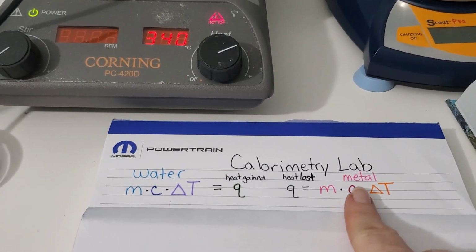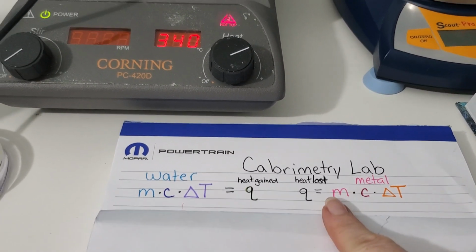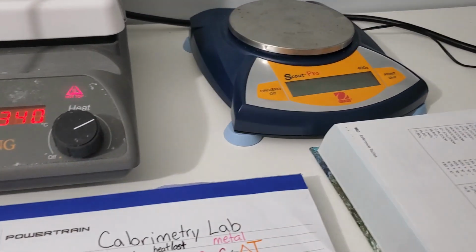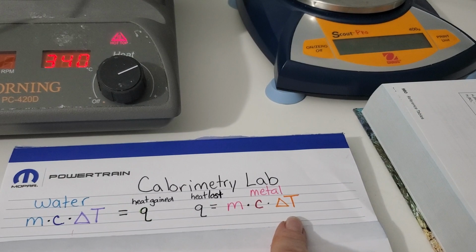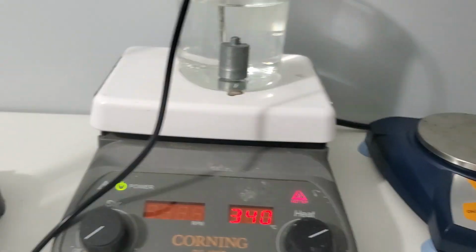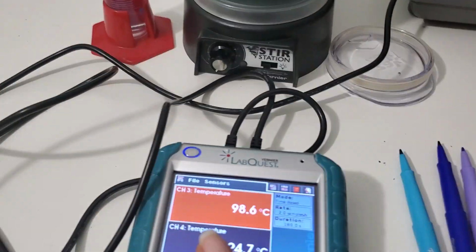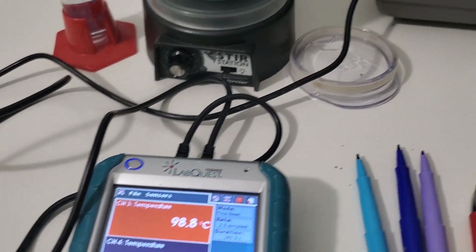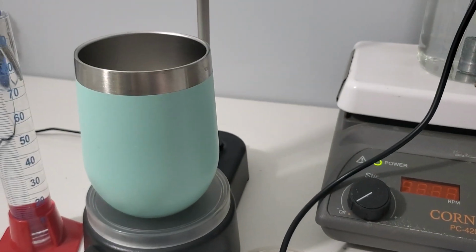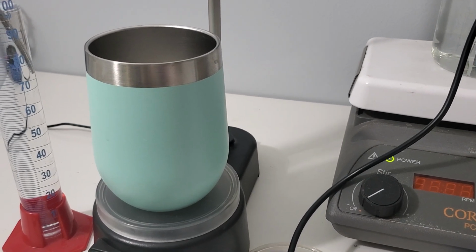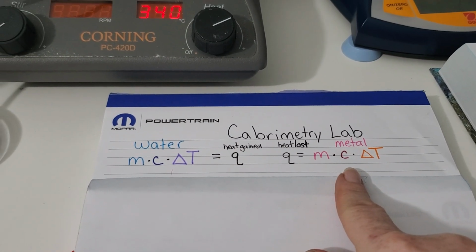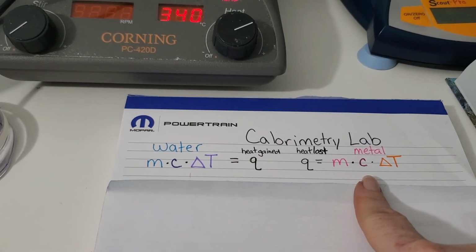For the metal, I can get the mass. I have a scale. The change in temperature, so I know my initial starting temperature because we said it's just going to be the same as the water. Well, if I add it to the cool water, how am I going to get the final temperature? What's going to happen to the metal? So the hot metal should start to cool down in the cool water.